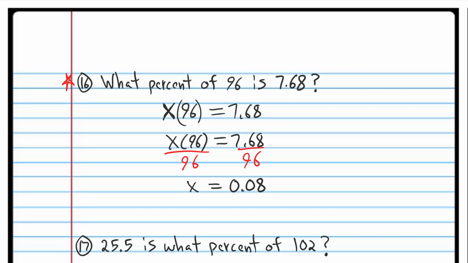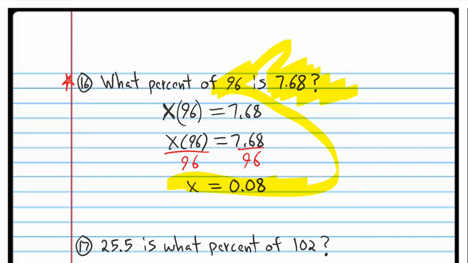Okay, so if you go backwards and you find the decimal, we found the decimal. This is not a percent. This is the decimal that you multiply by 96 to get 7.68. We don't want the decimal.